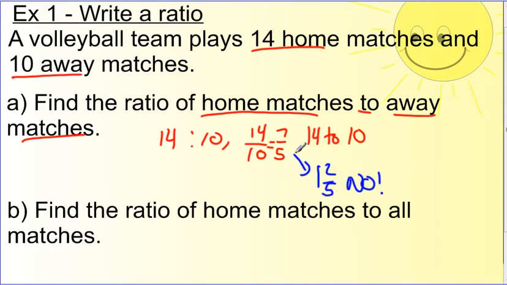Because a ratio compares two numbers. This 7 over 5 is the home to the away games. Where's your home and away here? You can't say, oh, it's 2 home and 5 away. That's not the same thing.